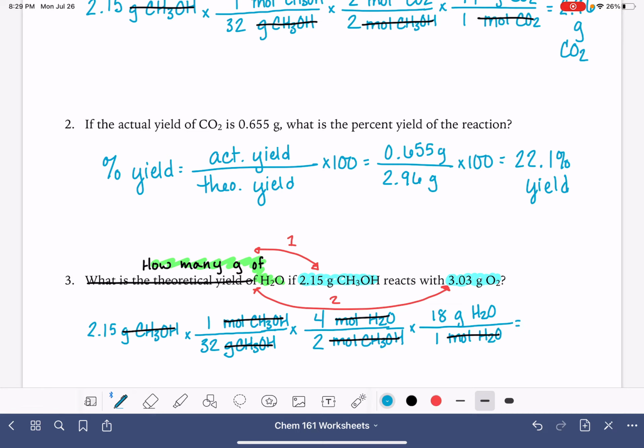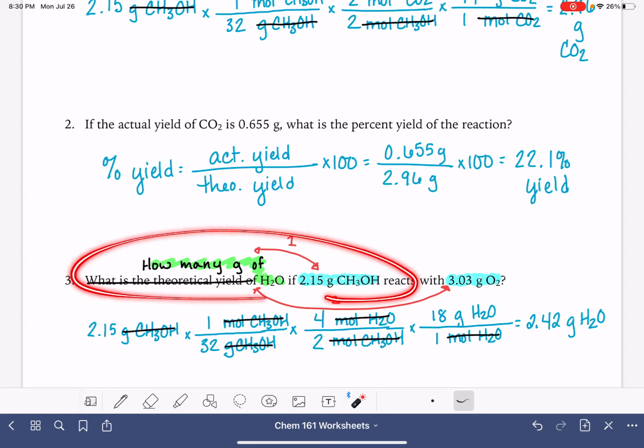And now it's time for the calculator. 2.15 divided by 32 times 4 divided by 2 times 18 is 2.42 grams of H2O. So what we just did there was this calculation, pretending like this isn't even part of the problem, if we converted 2.15 grams of CH3OH into grams of H2O.